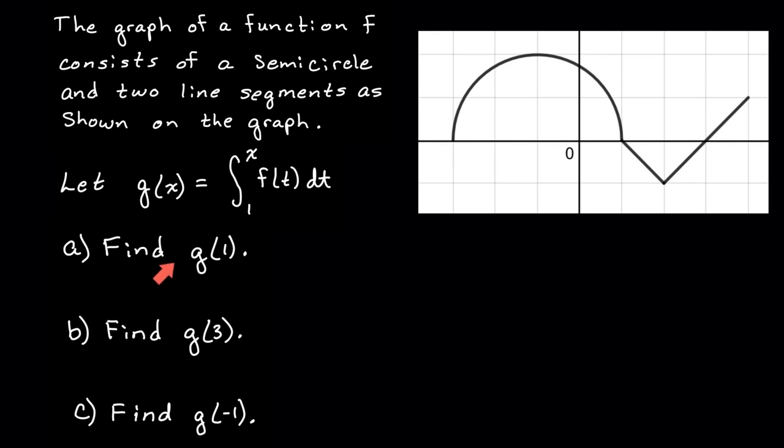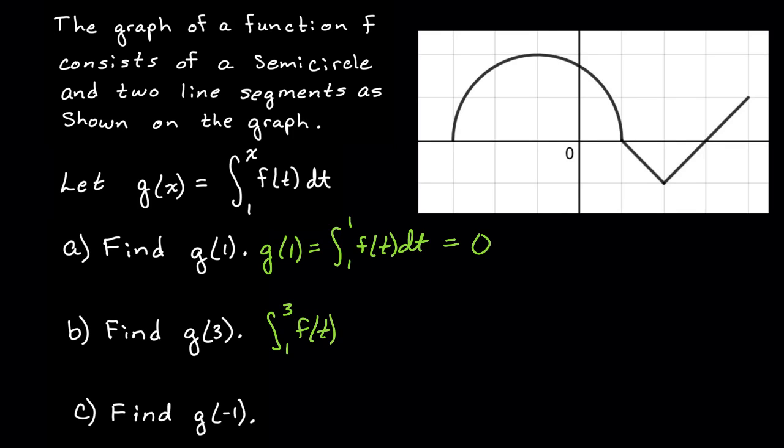So if I want to find g of 1, that means that g of 1 would equal the integral from 1 to 1 of f of t. And we know from our properties that if the lower limit and upper limit are the same value, your integral is 0. Find g of 3. That would equal the integral from 1 to 3 f of t dt.